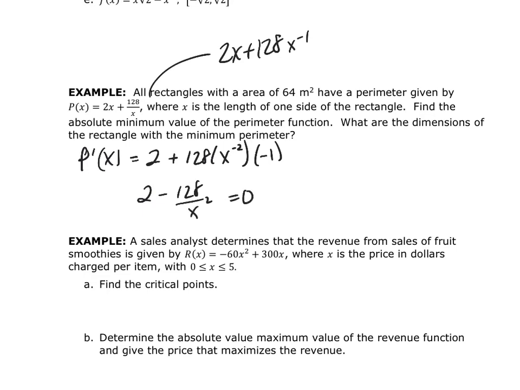Now what do I do? I'm running out of time. Look, I can do this in 1 second. What do I do now? Multiply everything by x squared. Cool. I'm glad you said that. 2x squared minus 128 is equal to 0. Divide by 2. x squared minus 64 is equal to 0. x must be plus and minus 8. Does it make sense to be plus and minus 8? The answer is no. So x is equal to 8.